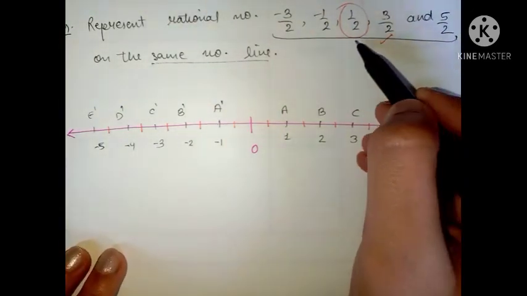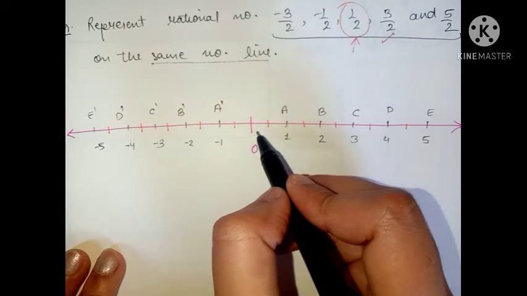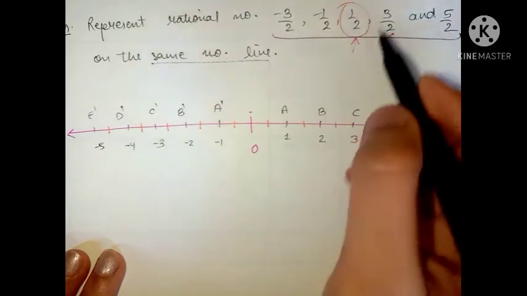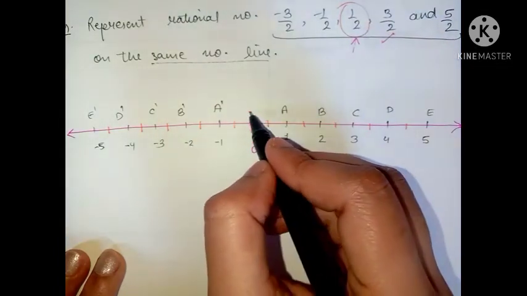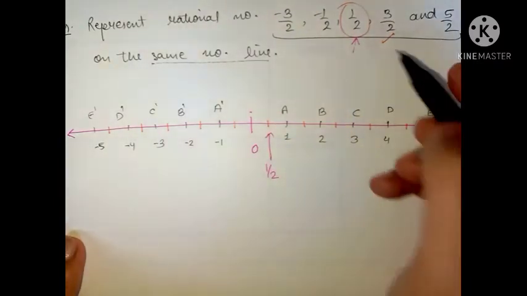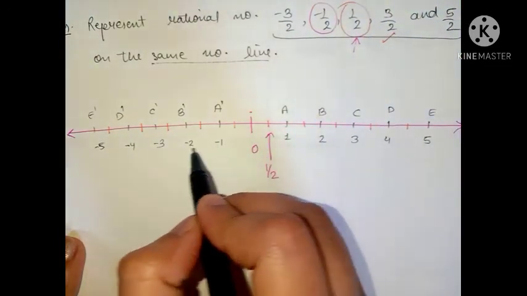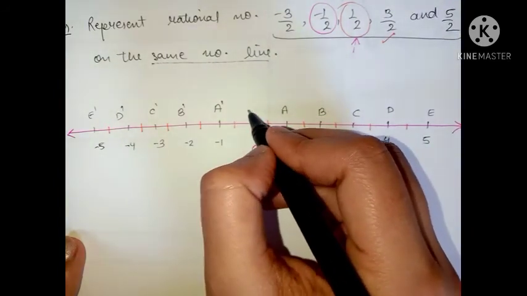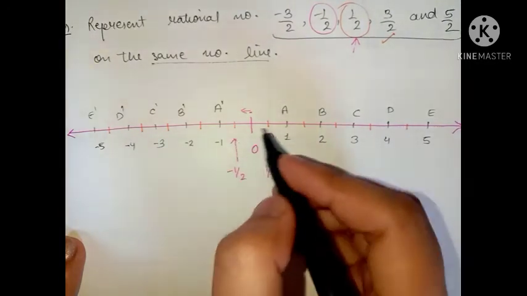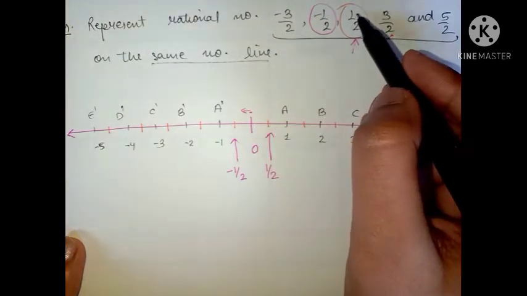It is given to you 1 upon 2. Let's plot this first. There is 1 in the numerator. That is, we have to walk only one distance from the 0 towards the right hand side, because this is positive and this is 1, so we have to walk only one unit. So this is representing 1 upon 2. Similarly, minus 1 upon 2. Since this is negative, we have to walk towards left. So this number towards left is representing minus 1 upon 2. We are only one distance away from 0, because 1 is in the numerator.